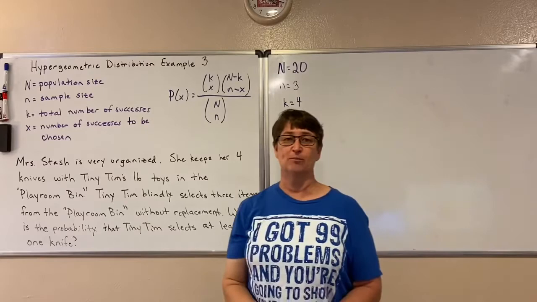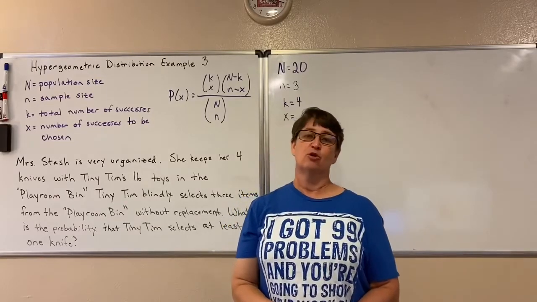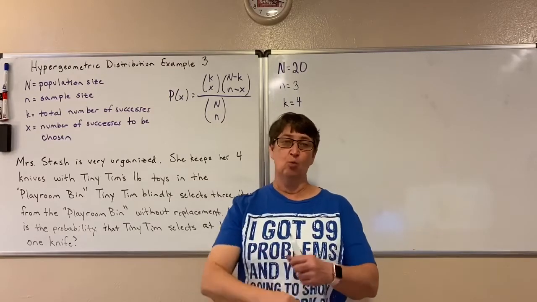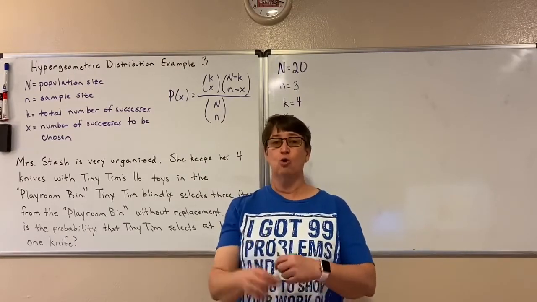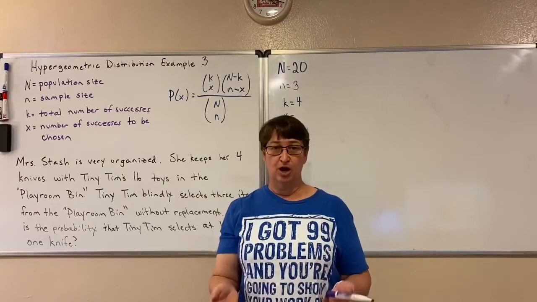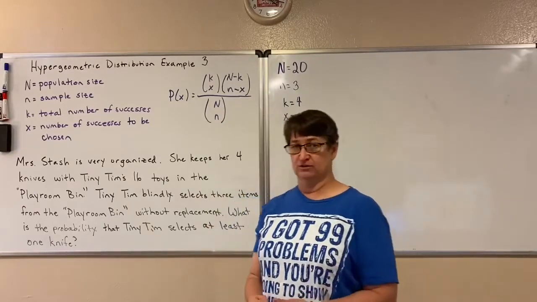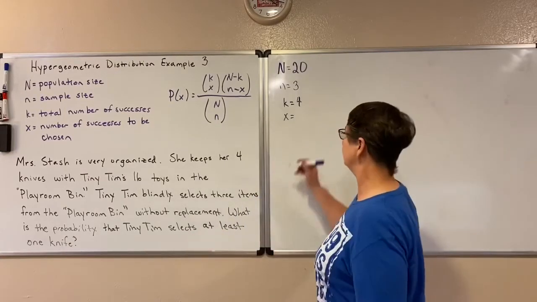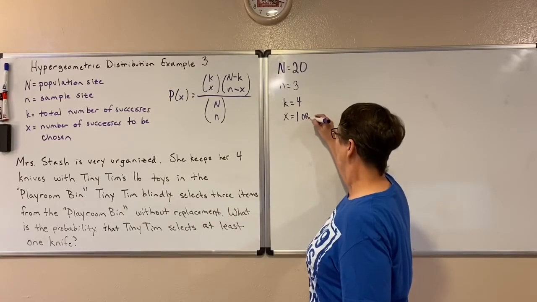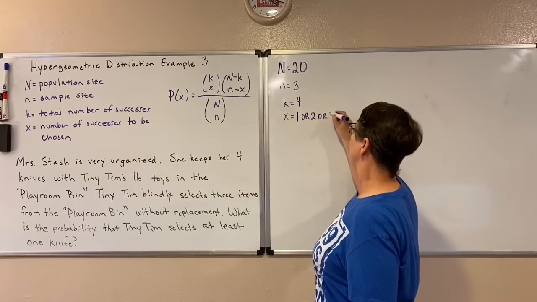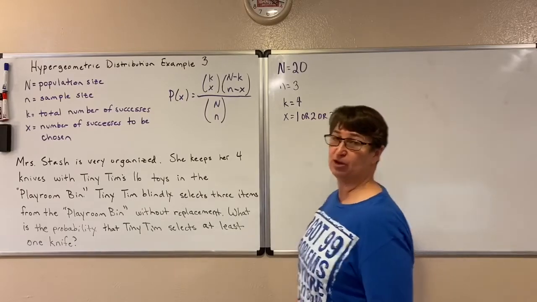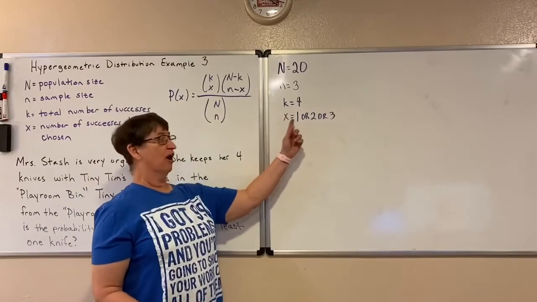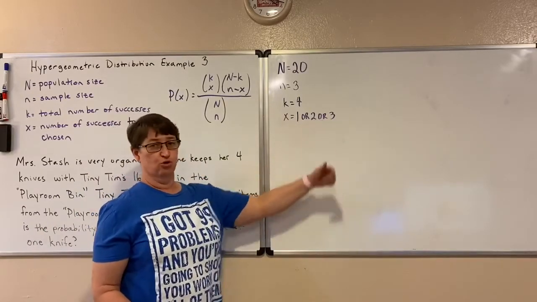So let's talk about what it means to be at least one. If the doctor tells me I need to put on at least 1 bandage, that means I need to put on 1 or 2 or 3 or more. I can put on 1 or more bandages. So Tiny Tim, if he's going to select at least 1 knife, that means he's going to select 1 or 2 or 3, but we have to stop at 3 because the most he's going to select out of there is 3. So here our X is 1 or 2 or 3.